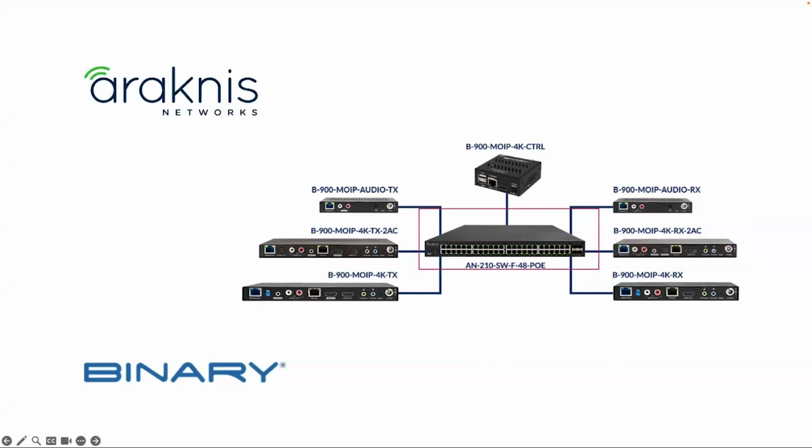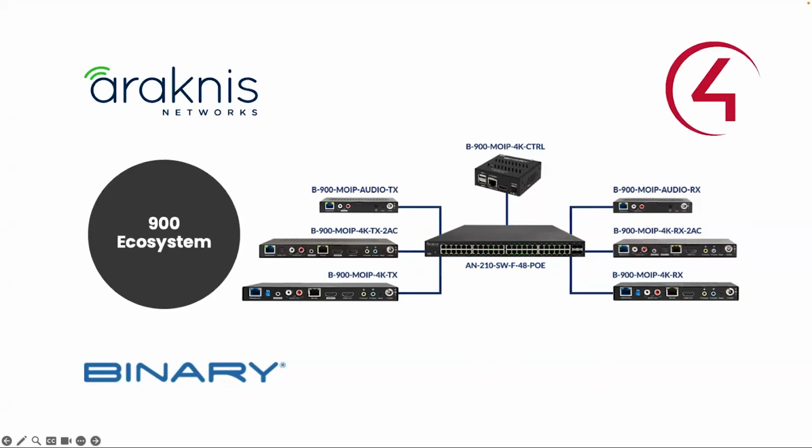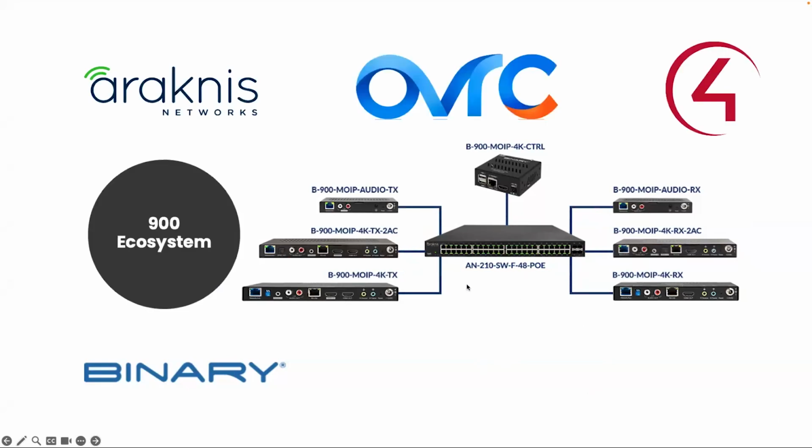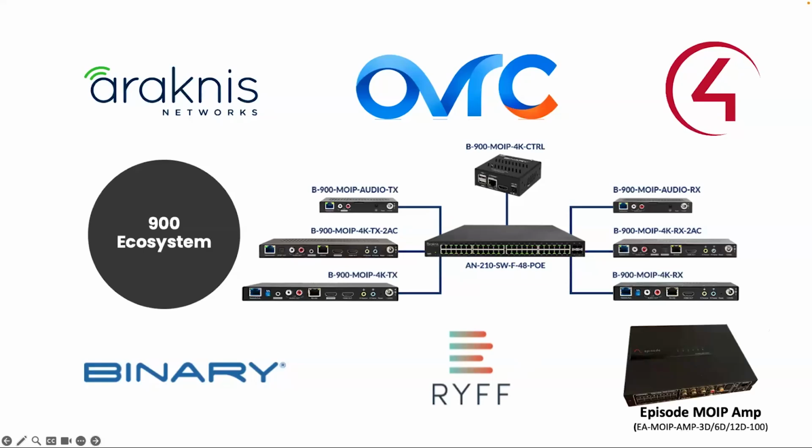The 900 series runs on a 2-layer 1 gig PoE switch. You could use Araknis 210, 310, 620 switches, or the new 220 and 320 switches as well. The 900 series ecosystem really started with integrations to Control4, Overseer, Araknis, as we mentioned, and also Riff, and the Episode amp can be used with this system as well. This was the beginning of a suite of compatible solutions designed to amplify the experience for majorly residential AV over IP systems.